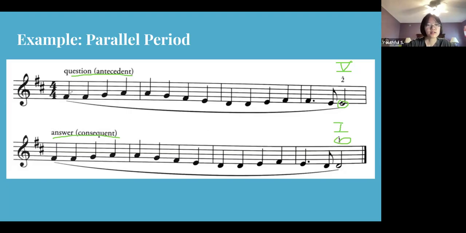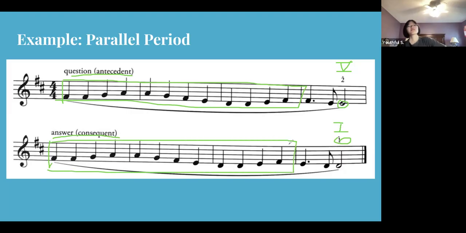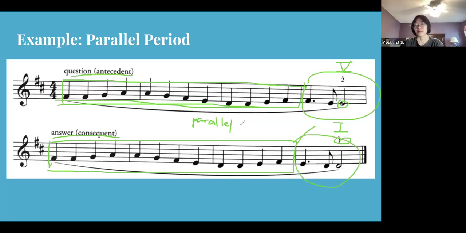Another thing to note here is that all of these notes from these first few parts are actually the exact same in both phrases. So here and here. What that means is that this is a parallel period, almost like its name. Both of these phrases are very similar, almost parallel. That's what you call it when a period has the exact same material in two phrases, and only the ending is a bit different. So that's called a parallel period.